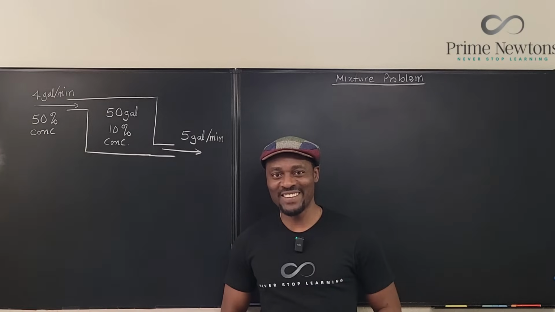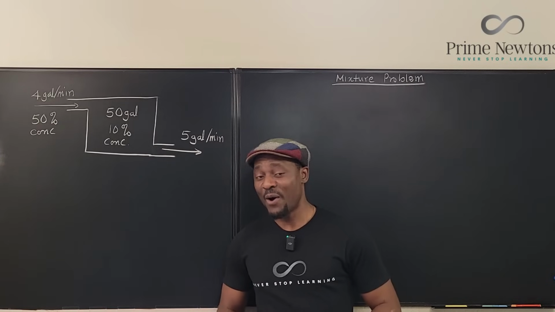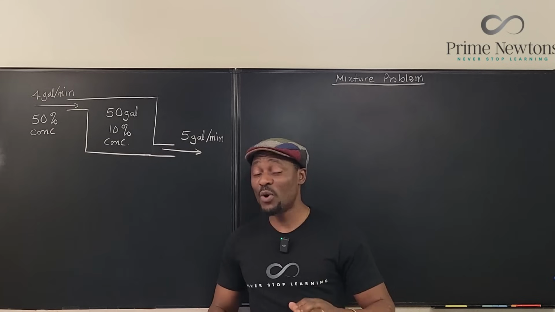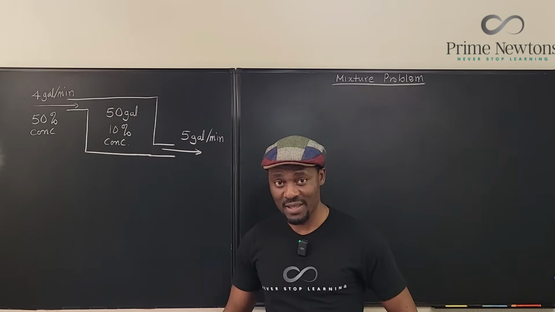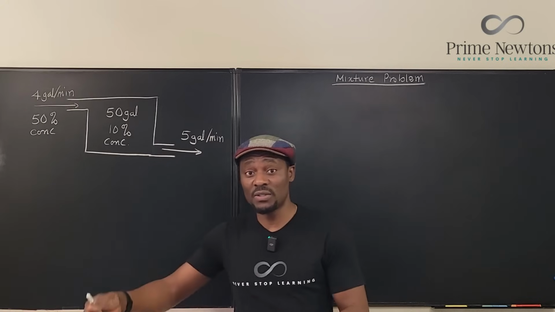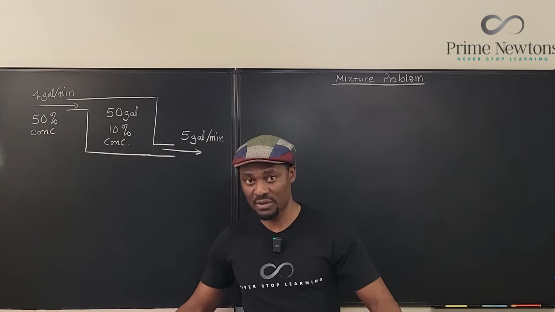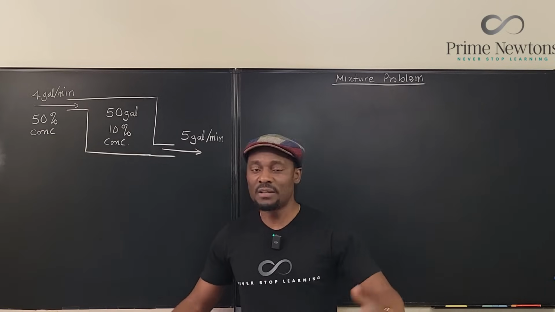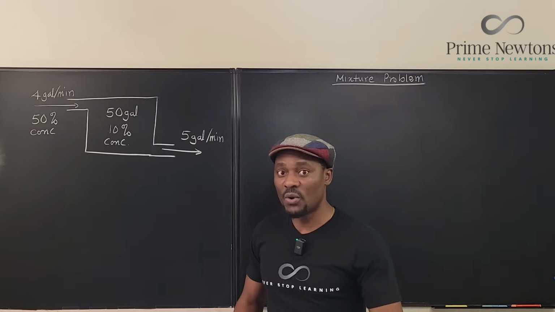Welcome to another video. Let's solve a mixture problem. Whatever you see in this video is what you would get in every problem that has to do with mixing. Sometimes they say it is salt dissolved in water, and that's what you call a brine solution. Sometimes it is detergent, sometimes it is alcohol, like this one.